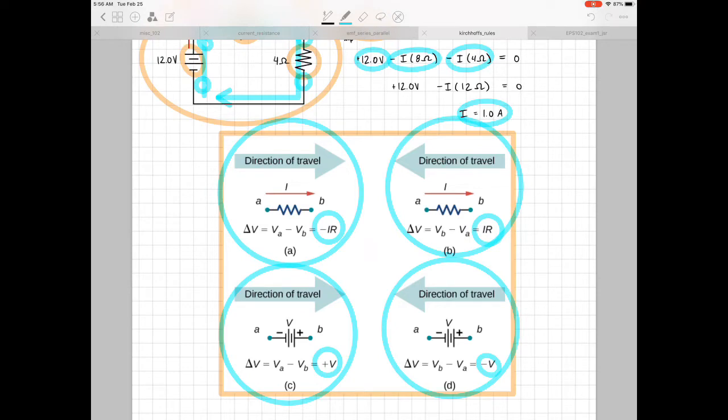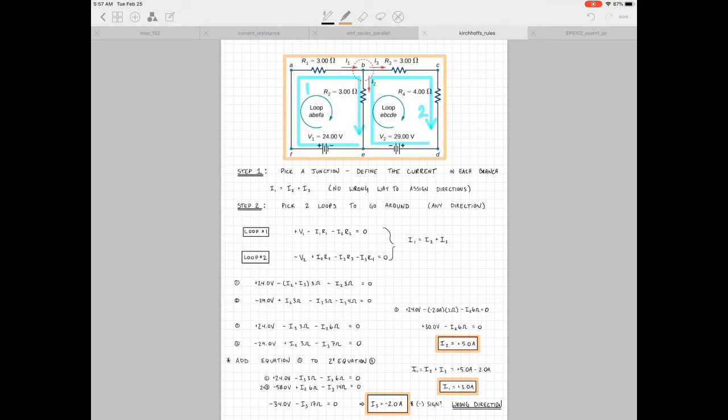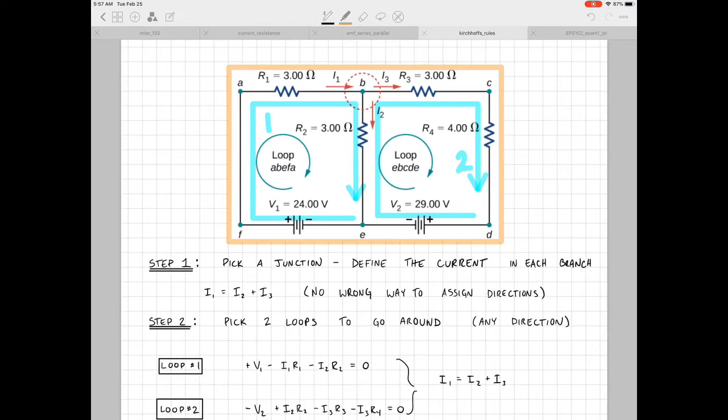As long as you're true to these two convention choices here, and you're consistent, everyone will get the same answer when analyzing the same circuit. All right, now to demonstrate how to leverage our three rules to analyze circuits, I'm going to analyze this circuit that is provided in the textbook.